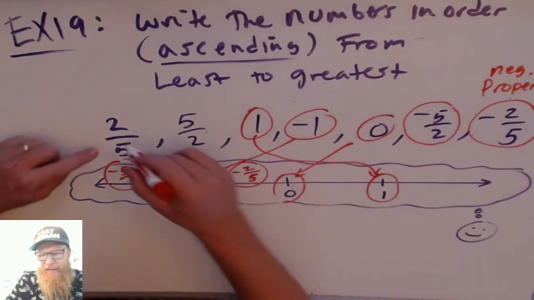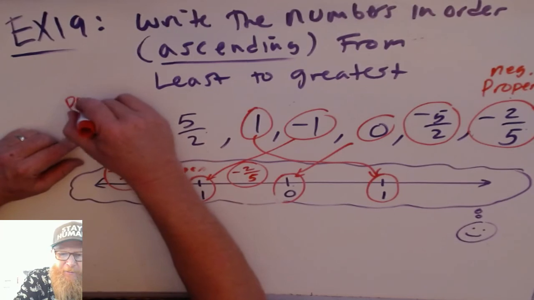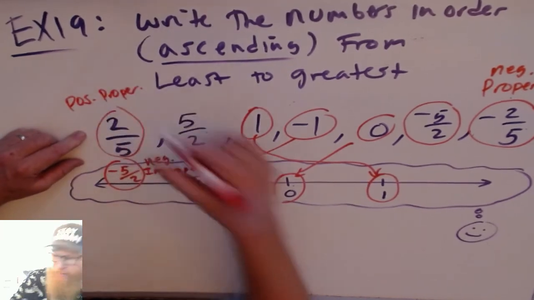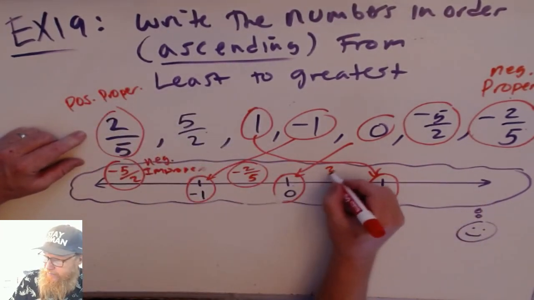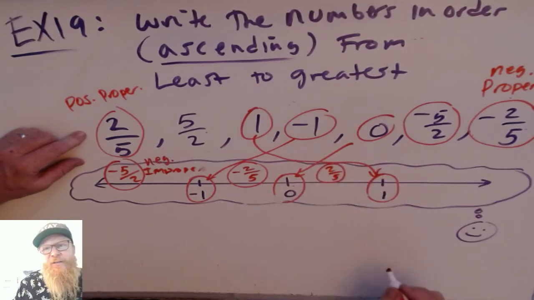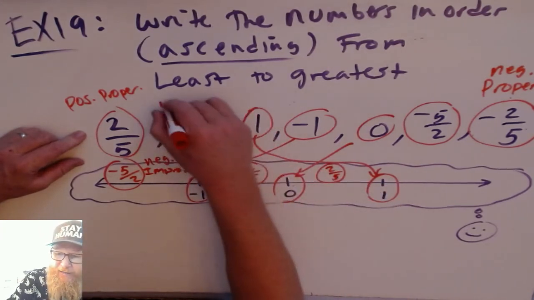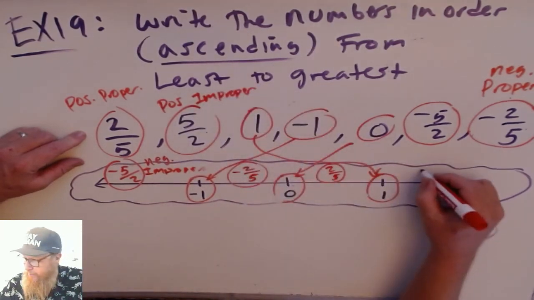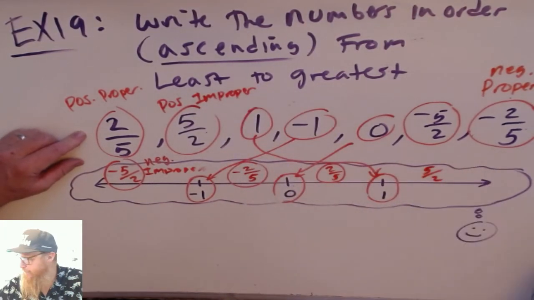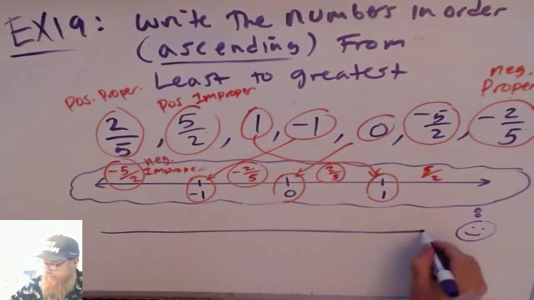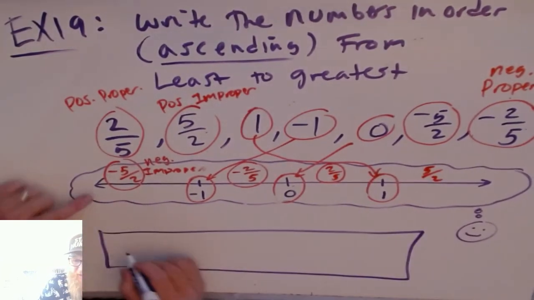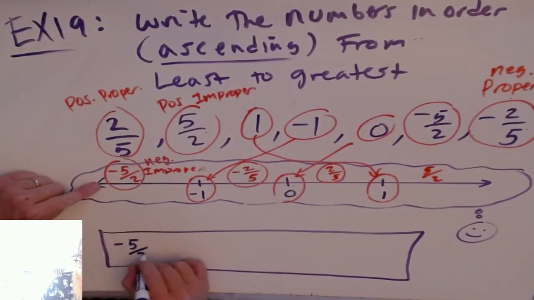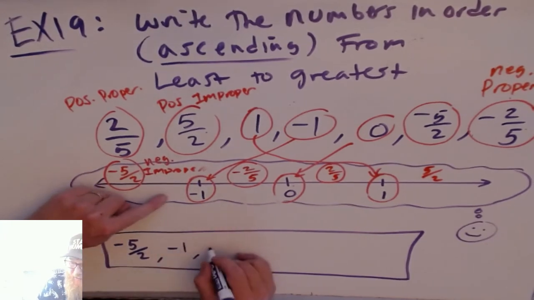And then finally, I've got my positive proper. That's right here, positive 2/5. And then I've got my positive improper. That's over here, 5/2. So in the answer box, just type them in order from least to greatest.